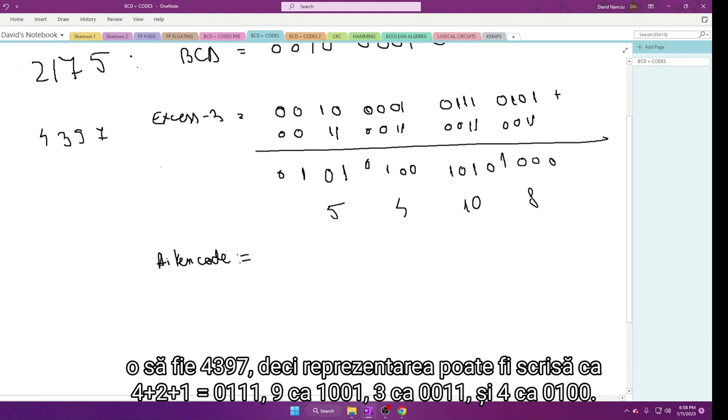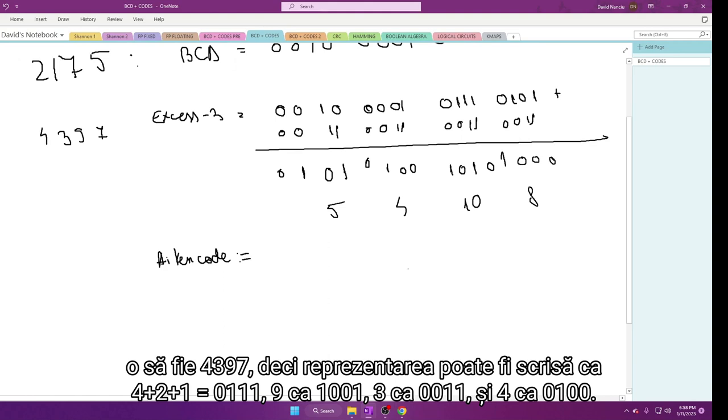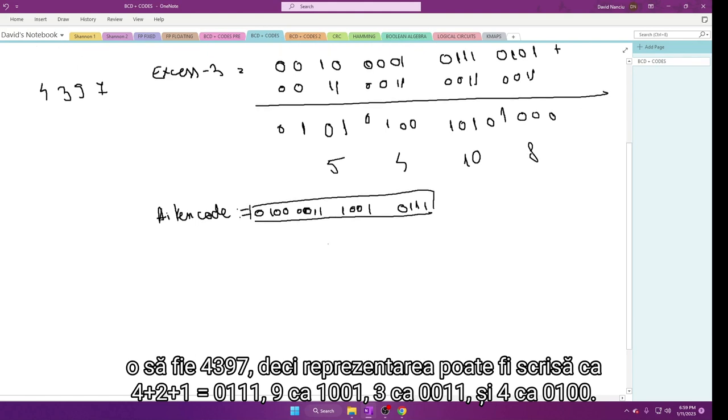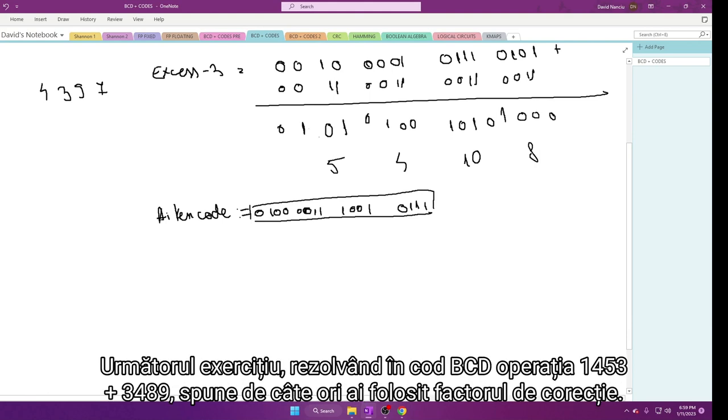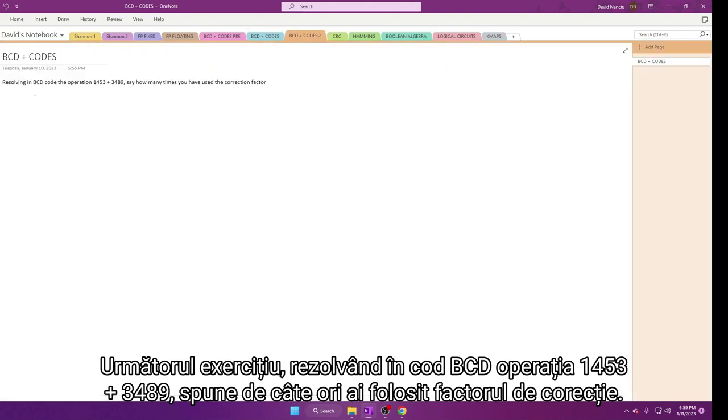4, 3, 9, 7. So the representation will be: 7 can be written as 4 plus 2 plus 1, 9 can be written as 8 plus 1, so it's 1001. 3 can be written as 2 plus 1, so it's 1100, and 4 can be written as 0100, and this is the icon code. Alright, icon 2 actually.